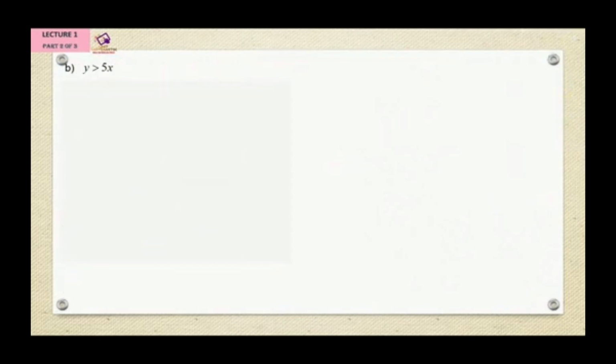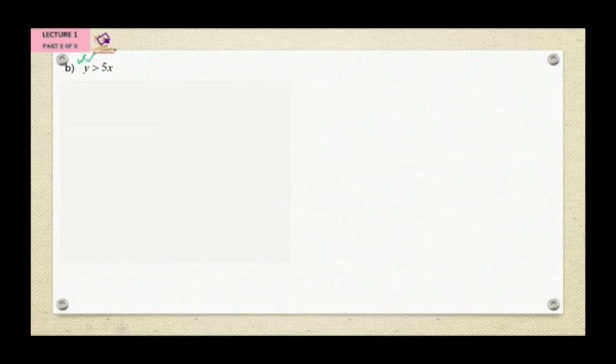Next, let's look at B. So here we have y is greater than 5x. So remember student, first thing first, we need to ensure that your y is on your left hand side and it is positive. So your y here is on left hand side and it is positive. So you don't have to rewrite your inequalities.